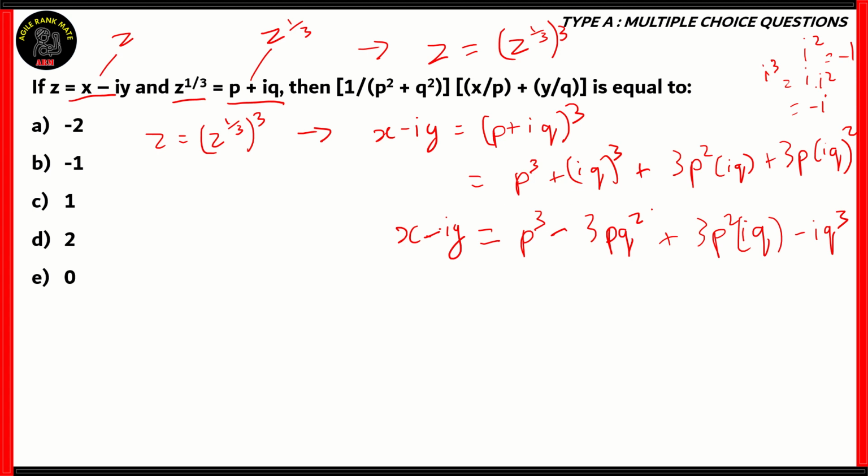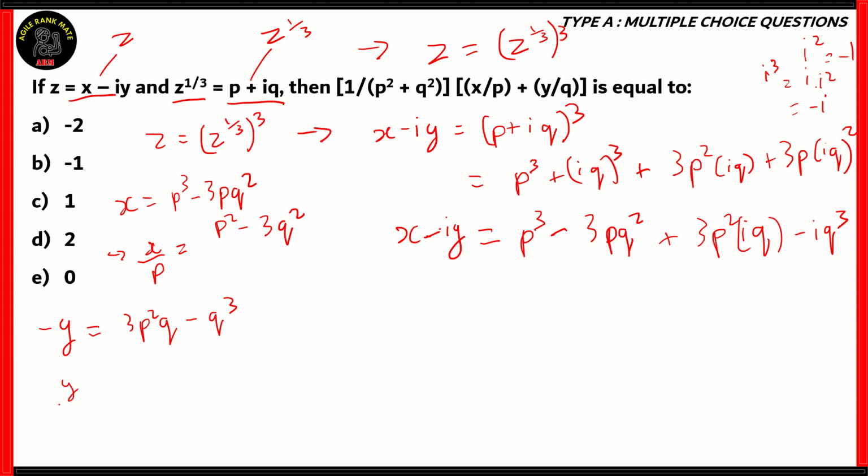So from here you can gain the value of x and y. So x is p cubed minus 3pq squared. Therefore from there x by p turns out to be p squared minus 3q squared. Similarly, minus y is equal to 3p squared q minus q cubed. So therefore y upon q turns out to be minus 3p squared plus q squared. So now we know the values of x by p and y by q.